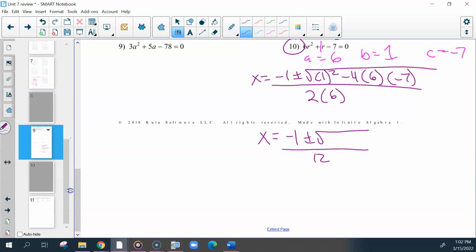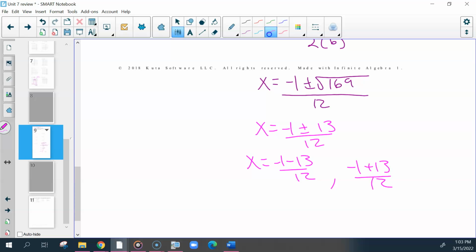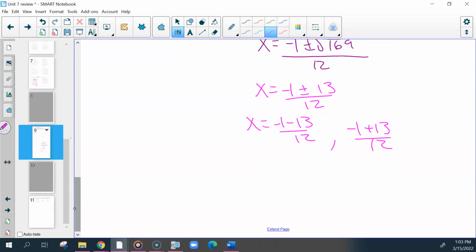So we all got this? Is 169 a perfect square? Yes. So that means we're going to take the square root of 169, which is what? And then we're going to split this into two separate fractions. X equals negative 1 minus 13 over 12. Then X equals negative 1 plus 13 over 12. And start to simplify. Negative 1 minus 13 would be negative 14. Negative 1 plus 13 would be 12.